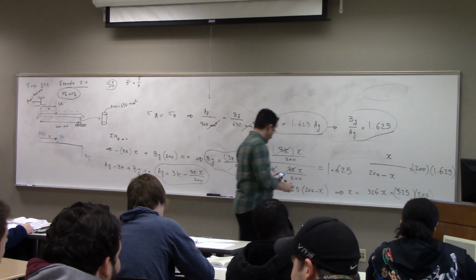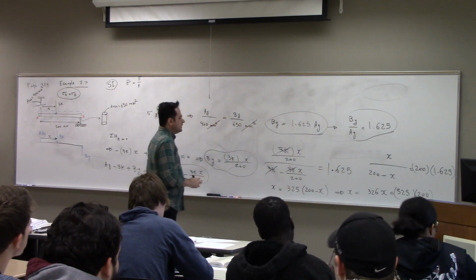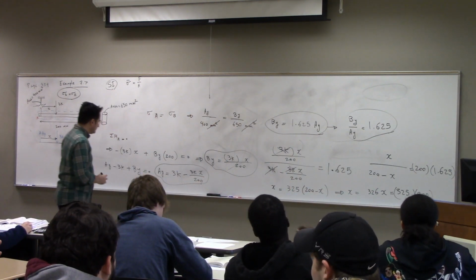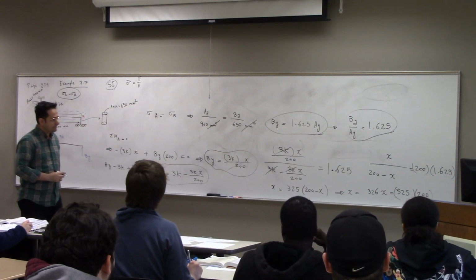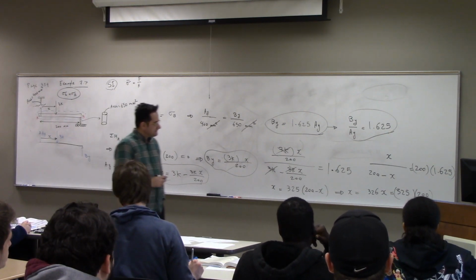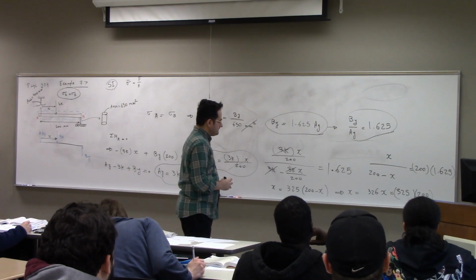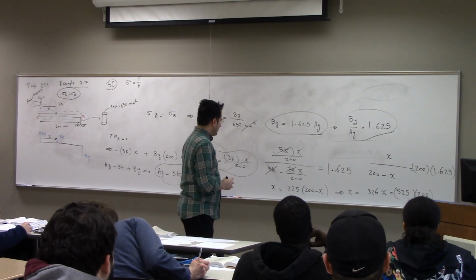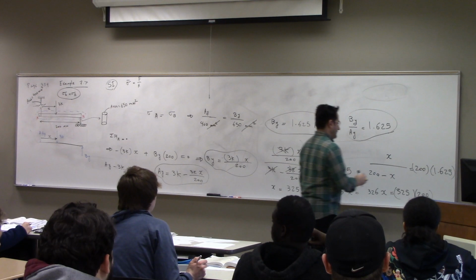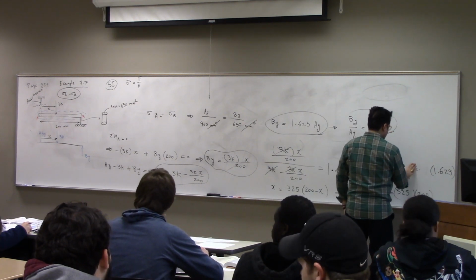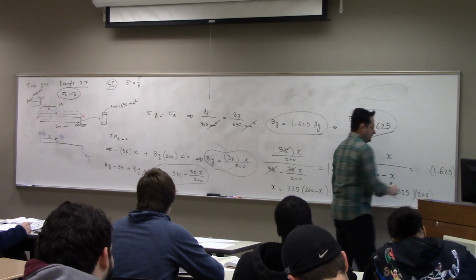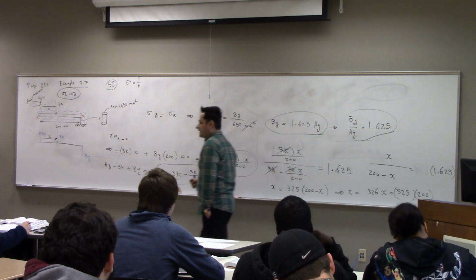I don't think it's right. Yeah, we are missing something somewhere. You added an extra 200 on the right side. When you multiplied the top and bottom by 200, you essentially multiplied by 1. Oh yeah, thank you.